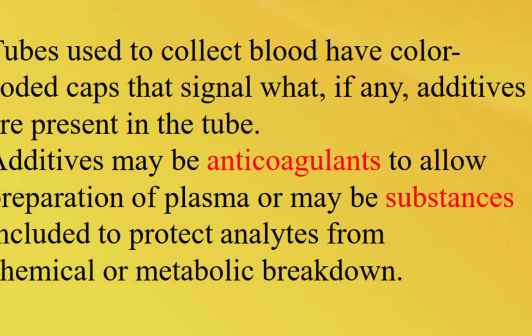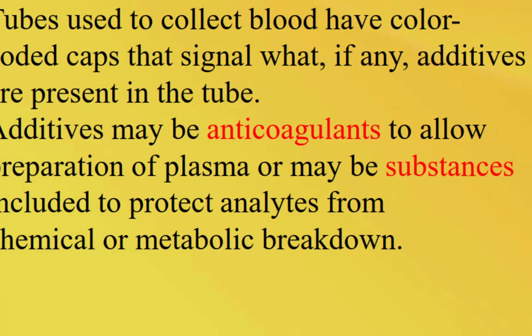Tubes used to collect blood have color-coded caps that signal what, if any, additives are present in the tube. An additive may be an anticoagulant to allow preparation of plasma, or may be a substance included to protect analytes from chemical or metabolic breakdown.